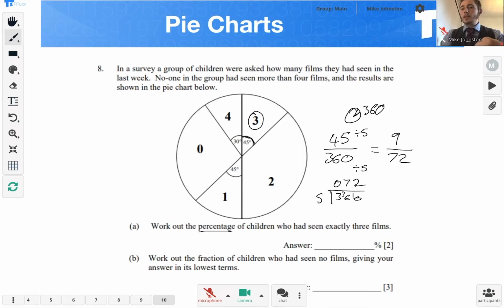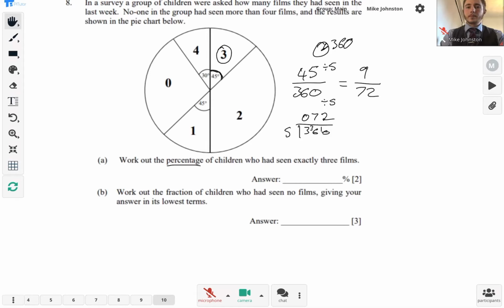Now we need to convert this fraction to a percentage. And the best way to do that is generally just to multiply by 100. So if we multiply the fraction by 100, then when we simplify that down, it's going to give us the percentage. So let's give ourselves a little space. We're going to do 9 over 72, and we're going to times by 100. So we can say that's 900 over 72.